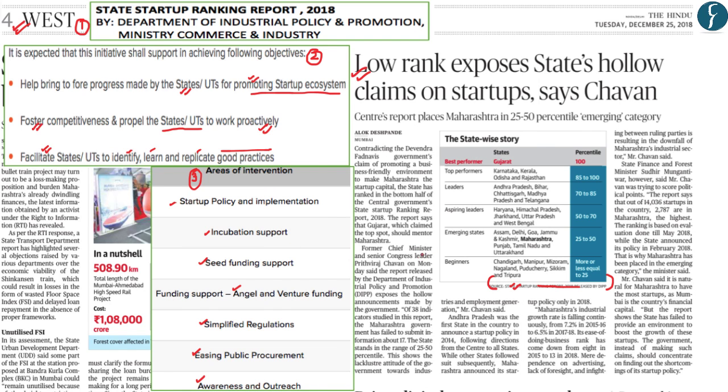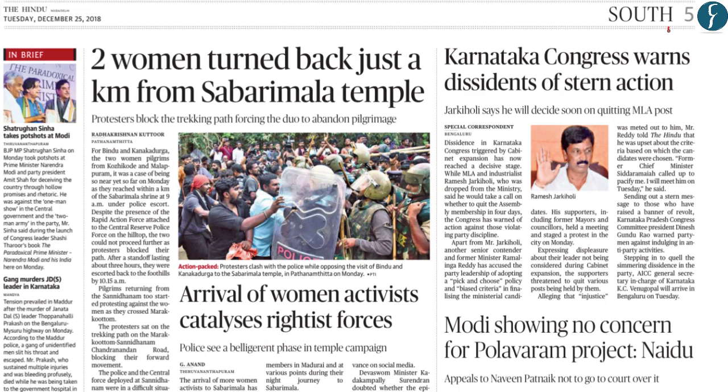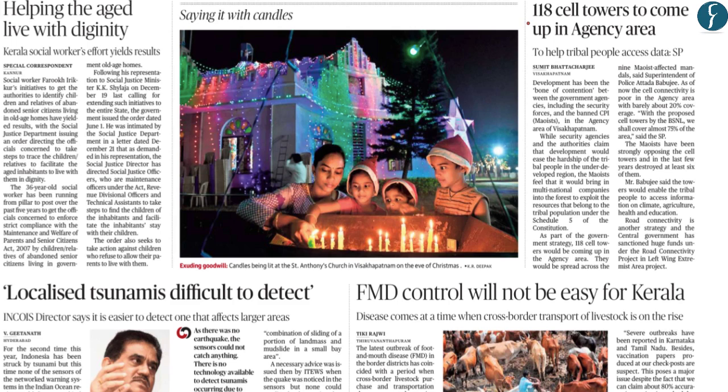So now moving onward, the next news that we will be understanding is from page 5. Now the next news that we would be looking at is that 118 cell towers have to come up in an agency area, which is located in Visakhapatnam. What is happening is that the government is forming 118 cell towers within the agency area of Visakhapatnam, and this is being opposed by the CPI Maoist, whereby what the government has argued is that these cell towers would enable the tribal people to access information on climate, agriculture, health, and education. But the Maoists have been opposing these cell towers and have destroyed several of them in the last year.